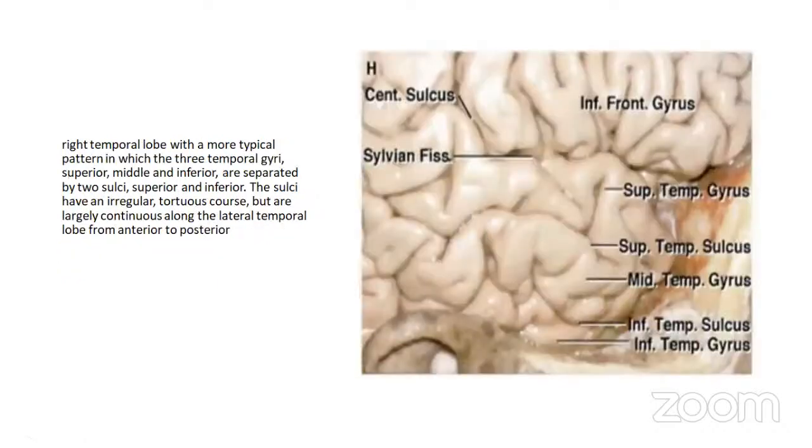The right temporal lobe, with the more typical pattern in which there are three temporal gyri. You can see the superior temporal gyrus, the middle temporal gyrus, and the inferior temporal gyrus, with their sulci. The sulci have an irregular tortuous course but are largely continuous along the lateral temporal lobe from anterior to posterior. So you can see the superior temporal gyrus.